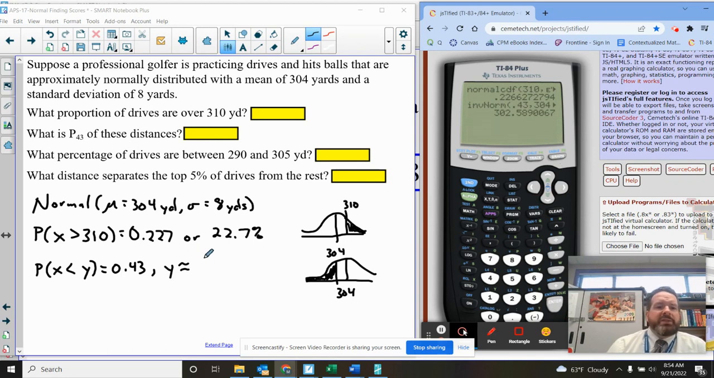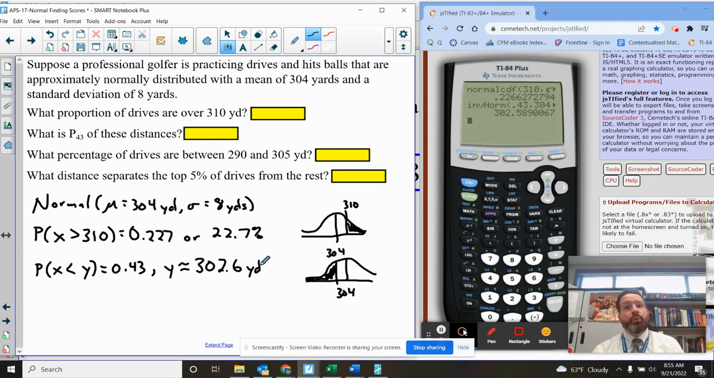And there we go. So the distance that separates the bottom 43% of driving distances is about 302.6 yards. I will typically round one decimal place further than the data we had. The data here is whole numbers, so I'm rounding to the nearest tenth.